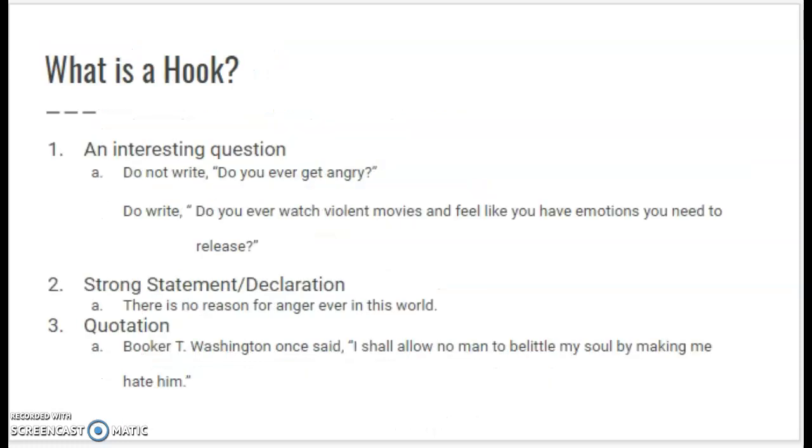So first, I know you're asking yourself, what is a hook? Well, a hook is an interesting question. So do not write, do you ever get angry? Well, of course people do. Everyone gets angry. It's not an interesting question. But you could make it interesting. Say you write, do you ever watch violent movies and feel like you have emotions you need to release? There you go. You've made that question interesting.